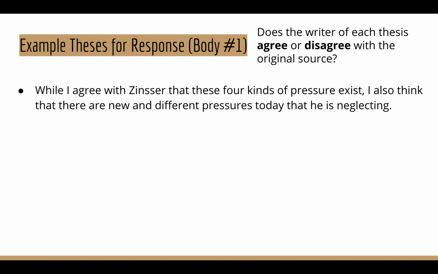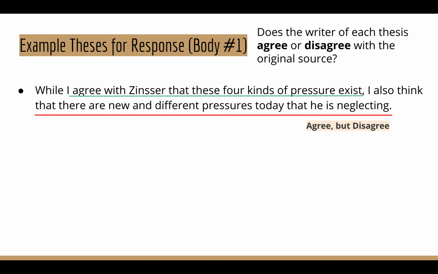Okay, so if you said that the writer of this thesis partially agrees, I think that's true. They agree that these 4 kinds of pressure exist, right? But the writer also disagrees in a way because they say that there are new and different pressures today that he is neglecting. So by using that word neglecting, it's telling the reader that Zinsser, the original source, did not consider all of the pressure, or he's not exactly right. We can also tell by this word "while," right? Using the subordinator of contrast introduces that I'm going to say 2 different things, right? One agree, one disagree. So I would say that this is a thesis that agrees, but also disagrees.